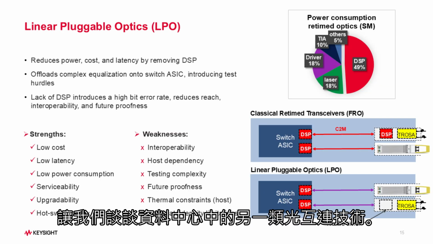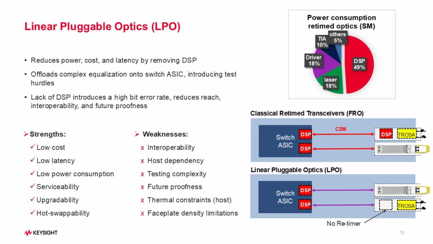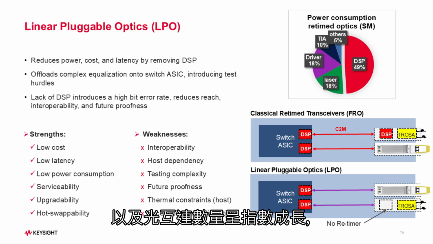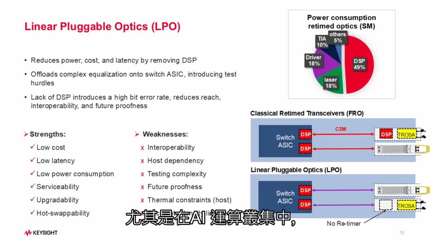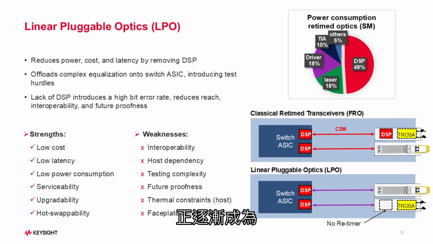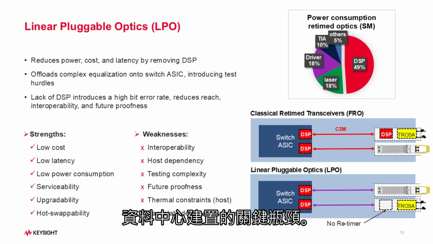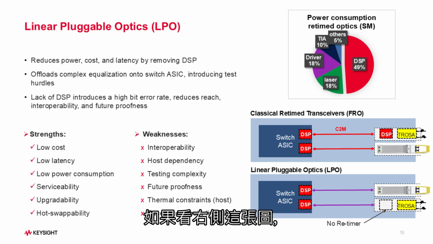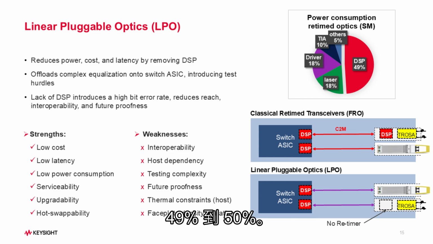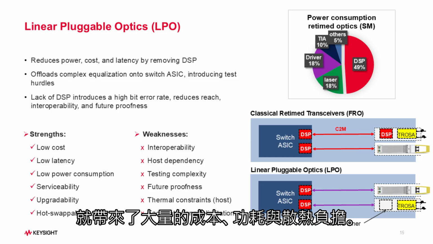So let's talk about the next type of optics that we see in the data center. With the rapid expansion of data centers and the exponential increase of optics within the data center, specifically AI compute clusters, it quickly became obvious that the picojoule per bit is becoming the critical bottleneck in the data center buildup. If we look at the graphic that you see here on the right-hand side, you'll see that the DSP is responsible for drawing 49 or 50% of the power in a pluggable module. That is a lot of cost, power, and heat drawn by that DSP alone.